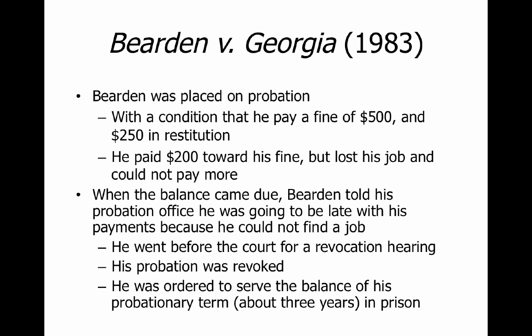In Bearden v. Georgia in 1983, Bearden was placed on probation with a condition he pay a fine of $500 and $250 in restitution. He paid $200 toward the fine but lost his job and couldn't pay it. When the balance came due, Bearden told his probation officer he was going to be late with his payments because he couldn't find a job. He went before the court for a revocation hearing. His probation was revoked, and he was ordered to serve the balance of his probationary term, about 3 years in prison.